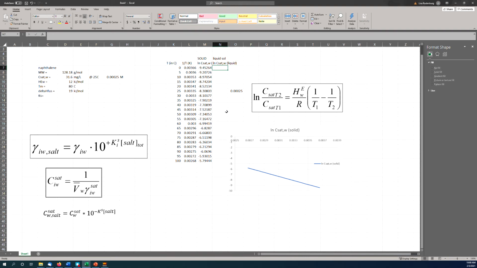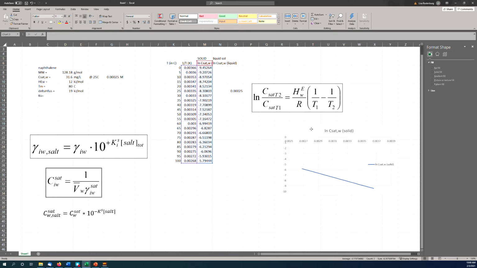Okay. Let's think about this. At this point, the solid and the liquid have equal solubility, because that's right at the melting point. That's where these two lines that we're going to draw are going to intersect. So we could use this as our reference temperature now. 80 degrees C is our T1 here. So we could basically just replicate this same formula. Let's just copy it over here and copy it down.